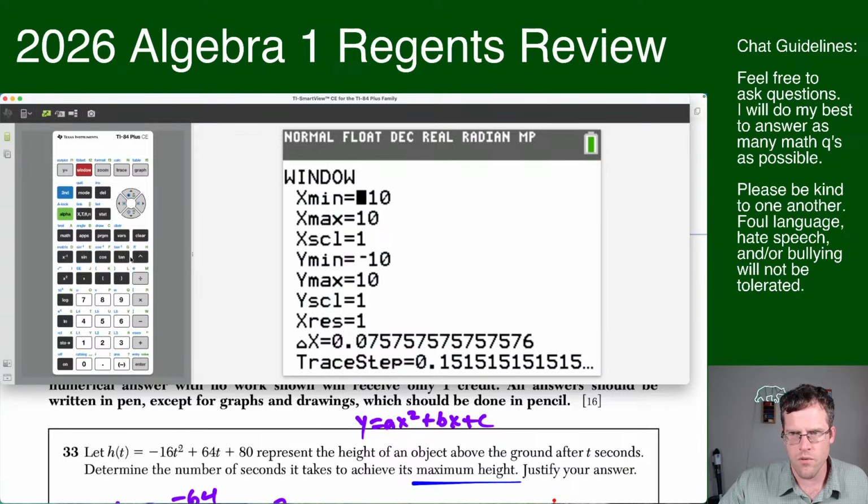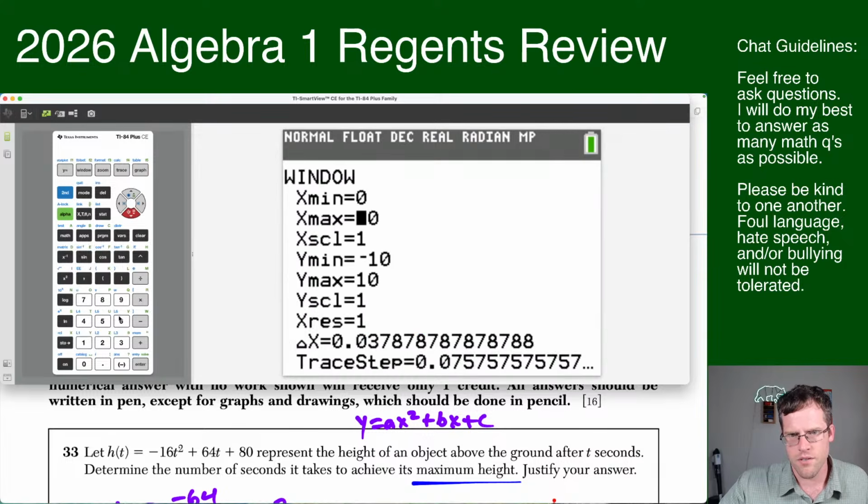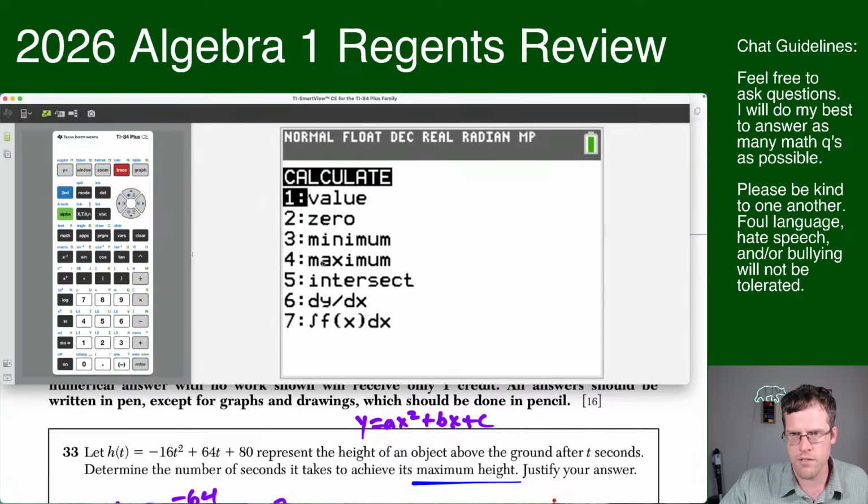So I could go to the window. I'll start at 0. And let's see, this thing stops at 1, 2, 3, 4, 5. So maybe I'll go out to 6. And then I said it goes up to 144. So how about I go up to 160 for my y maximum? Now I press graph and I can see all of it. Okay, and the maximum is at t equals 2. See, that's where I hit the high point. Or I could press second trace. Maximum is number 4.